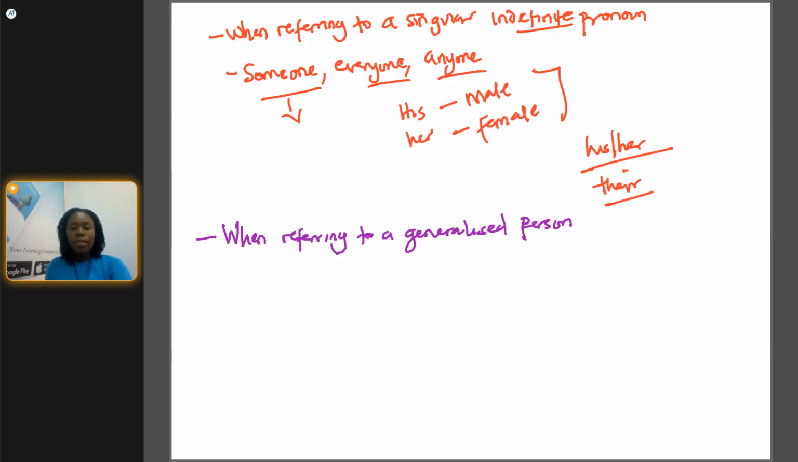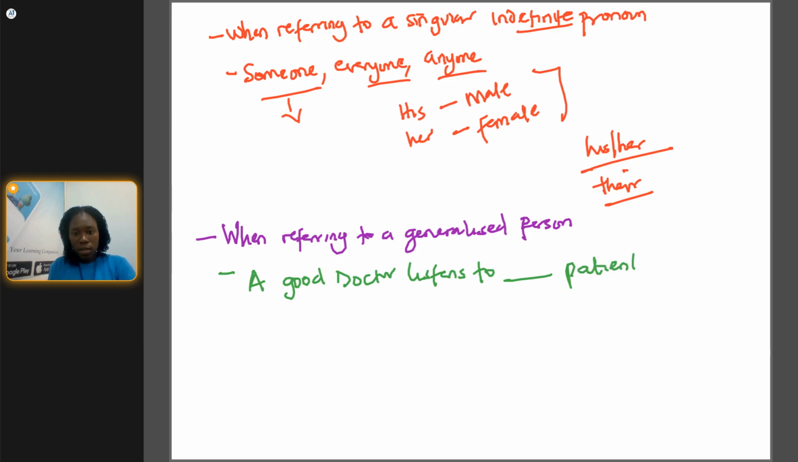All right. When referring to a generalized person, what do we mean by generalized? It means we are talking generally about a person without being specific. For instance, we can use the example: a good doctor listens to dash patients.